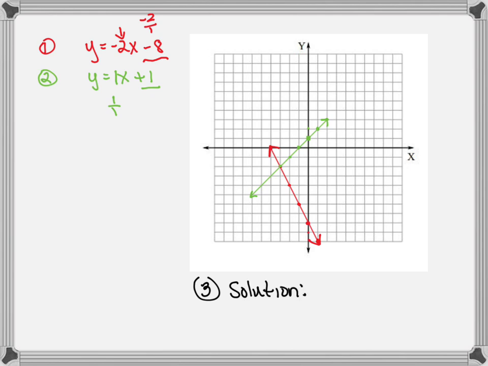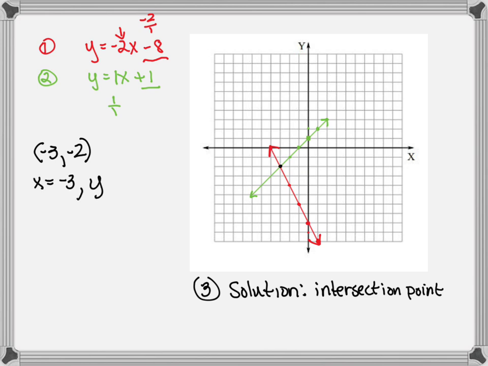My solution is the intersection point. And you can see the point where they intersect right here. It has coordinate negative 3, negative 2, or x equals negative 3, y equals negative 2. Again, we could check this by substituting those values into both of the original equations to make sure that both of those equations are true.